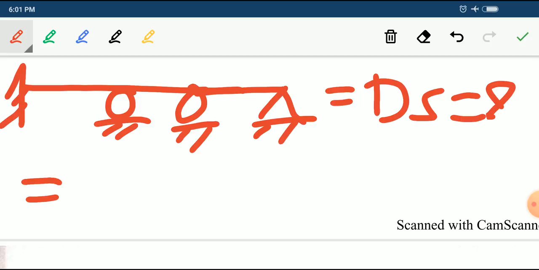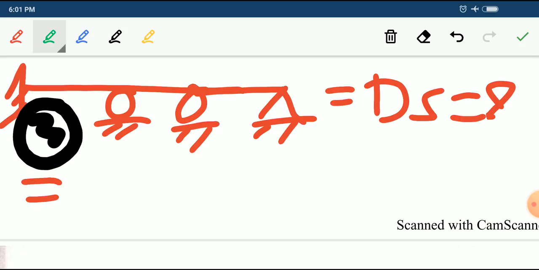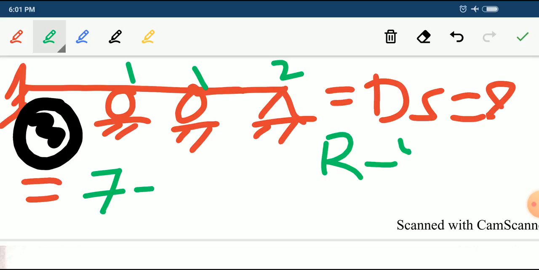So number of reactions are how much here? For the fixed support, this will be 3. For this one is 1, and this one is 1, and this one is 2. The number of reactions will be 3, 4, 5, 6, 7. Number of reactions will be 7, minus, so that you will not get confused otherwise: R minus E minus H dash.